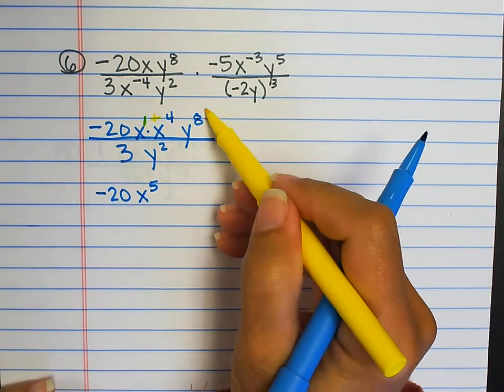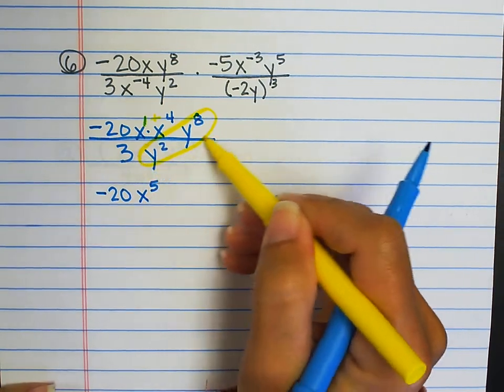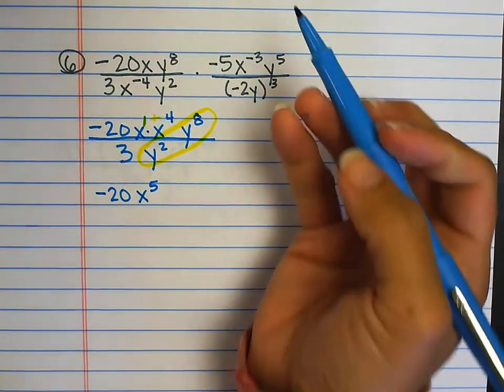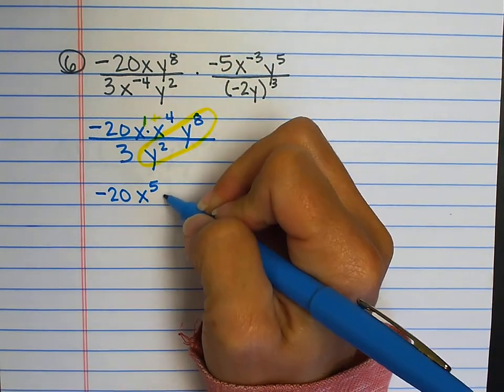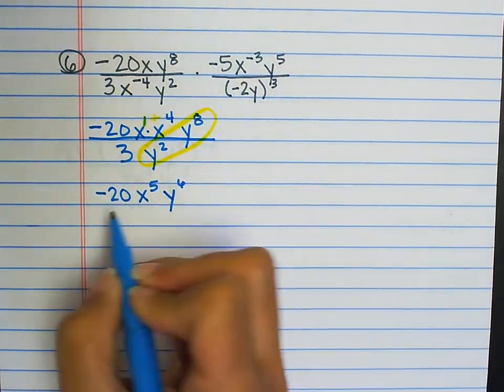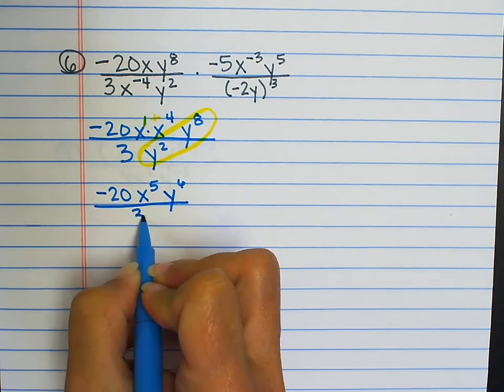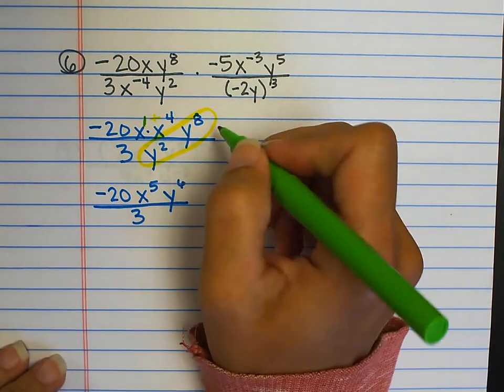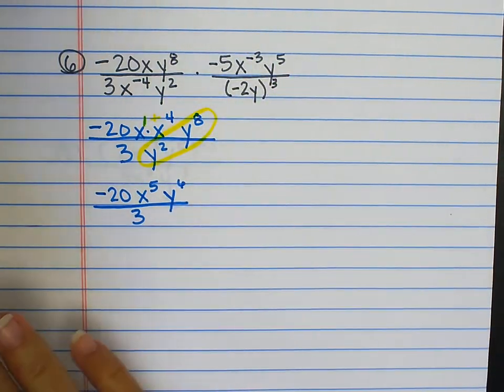I also see I have dividing powers with the same base. I'm going to subtract their exponents. 8 minus 2 gives me y to the 6th. This is all over 3. So I've gotten that fraction as simplified as I can get it for now. Now I'm going to do the same thing with the second fraction. So let's kind of use this fraction here.